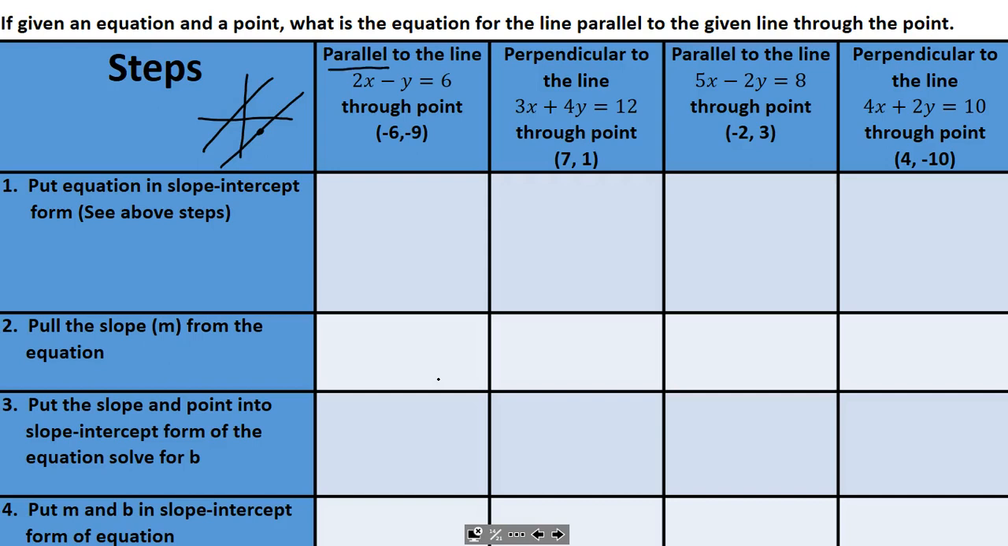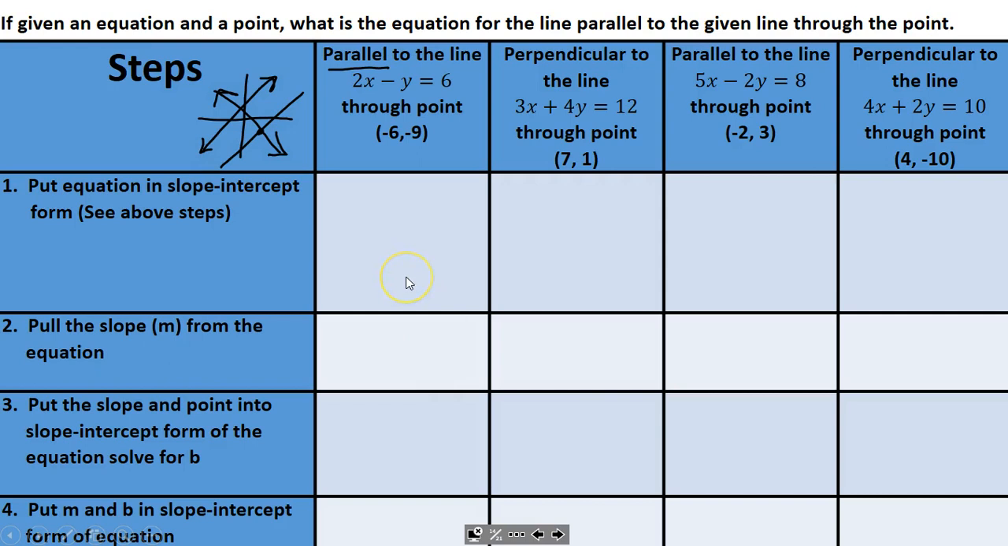Then also we might be looking for a line that's perpendicular to that original line through a point, okay? So that's what we're actually looking for here. Lines that are parallel to given lines through points that are not on the line, okay? That's what we're looking for. So our steps here are going to be to put an equation in slope-intercept form first.